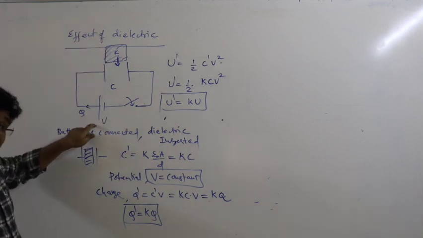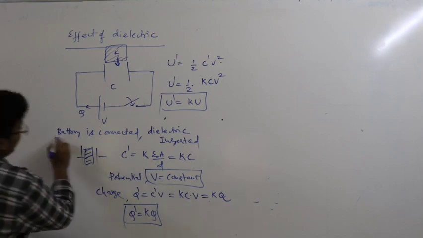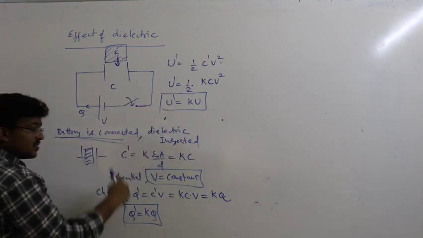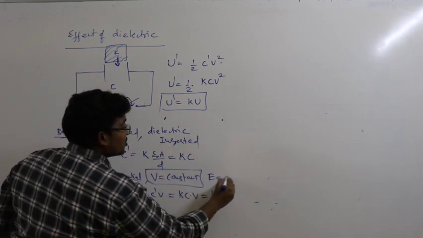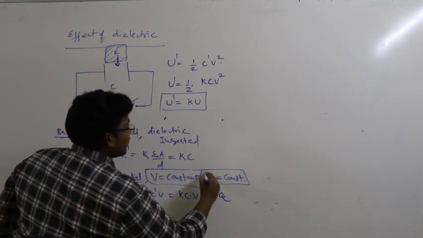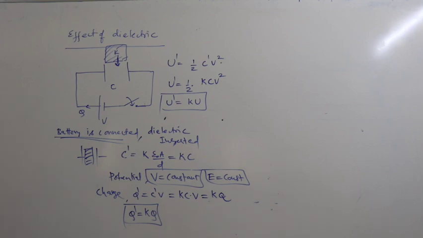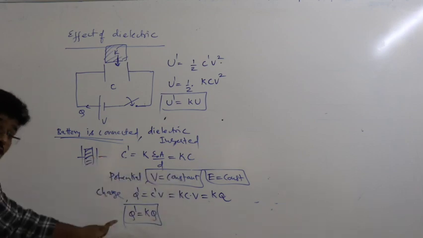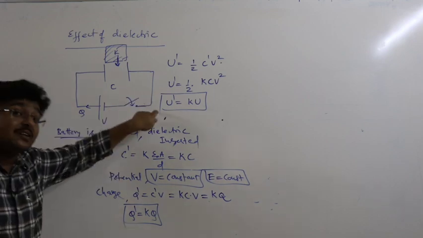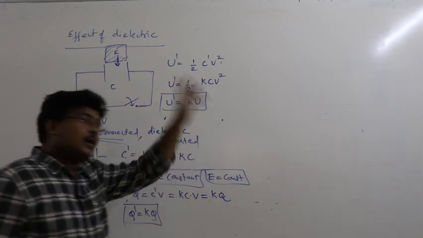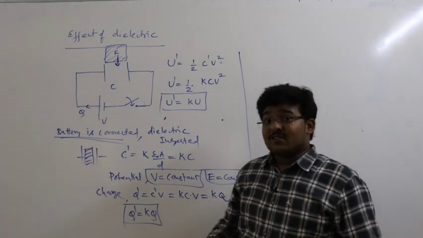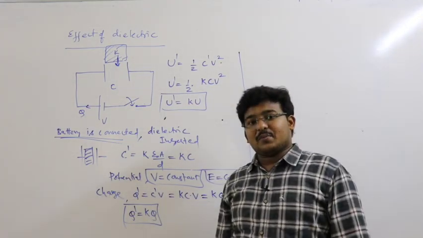This is when the voltage is still there, the battery still connected. Capacitance increases, voltage constant means electric field also constant. We know the formula, V is equal to ED. So the electric field is also constant, but capacitance increased by K times, charge increased by K times, and energy stored inside also by K times. Now sir, if I say that the battery is removed, then what happens?